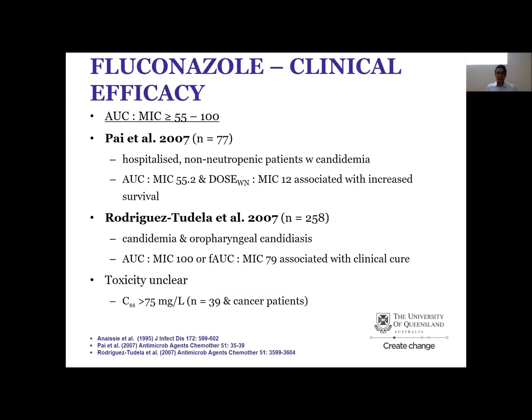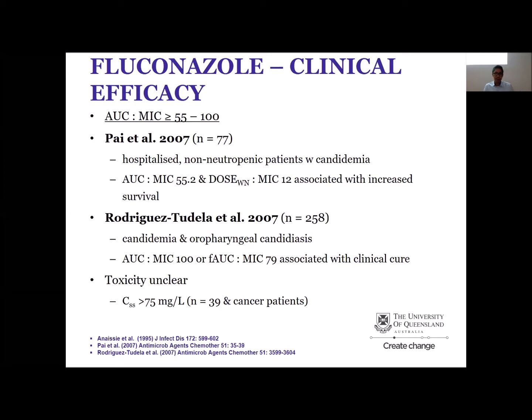But for the clinical efficacy, we think that the AUC over MIC ratio should be between 55 to 100. This is based on several studies, from the study of Pai in 2007. They studied 77 hospitalized non-neutropenic patients with candidemia. They described an AUC/MIC of 55.2 and weight-normalized dosing over MIC of 12 were associated with increased patient survival.